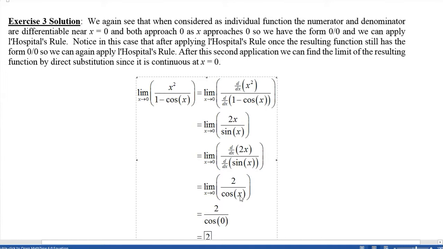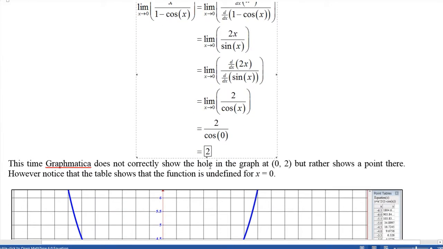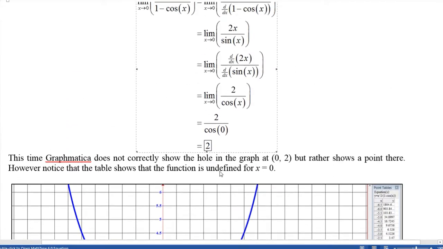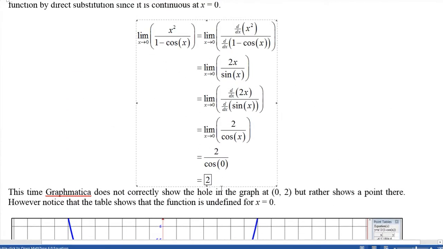Now we can actually plug in the 0 here and get 2 over cosine of 0. Cosine of 0 is 1. 2 divided by 1 is 2. And so we should see a hole in the graph at 0, 2.